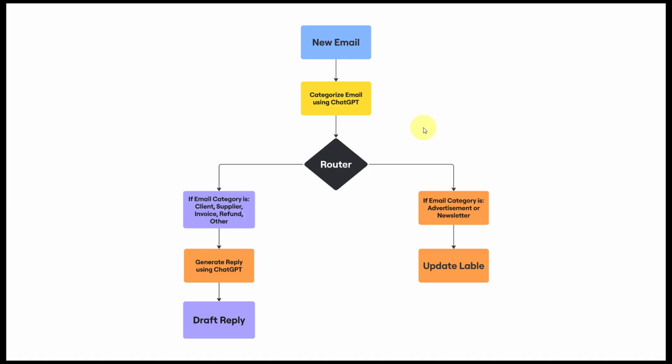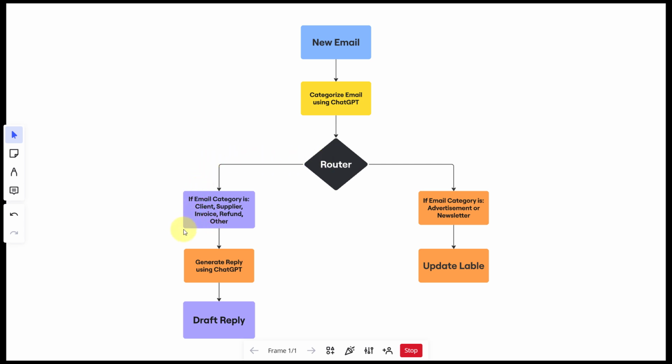So the flow of this automation will be something like this. Whenever we receive a new email in our Gmail account, we are going to send that email body and subject line to ChatGPT, and we will ask ChatGPT to categorize this email. Once the categorization is done, in the next step, we are going to add a router. We are going to create some different routes, different branches in this automation. The first route is if the email category detected by ChatGPT is client, supplier, invoice, refund, or other. In that case, the automation workflow will continue using this first route.